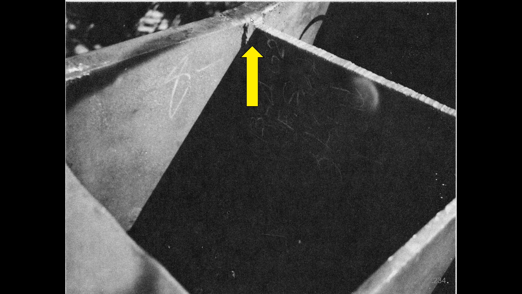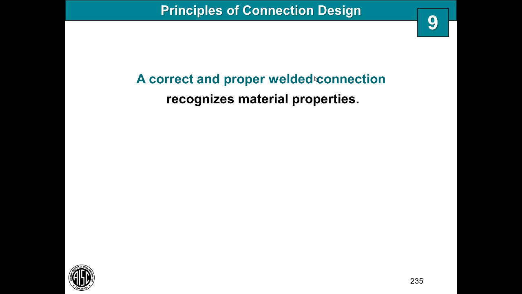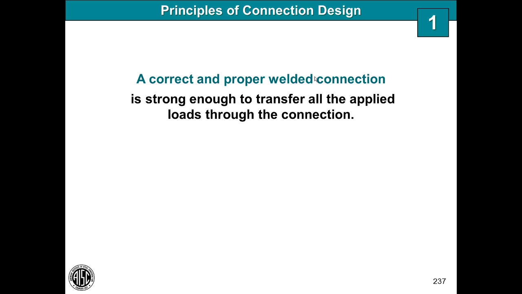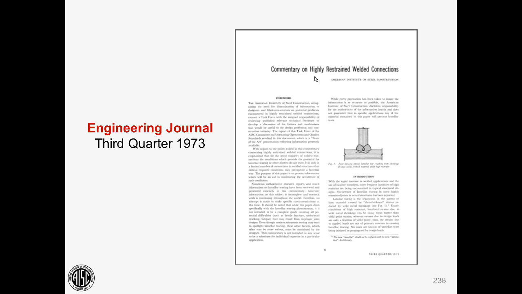We also had this issue of constraint, and I think you understand with these large welds we had a lot of constraint. We need to have welds large enough to transfer the load through the connection, but not larger than it needs to be. The El Paso experience prompted AISC to write an article in the Engineering Journal published in 1973, and you can still see that, titled Commentary on Highly Restrained Welded Connections.